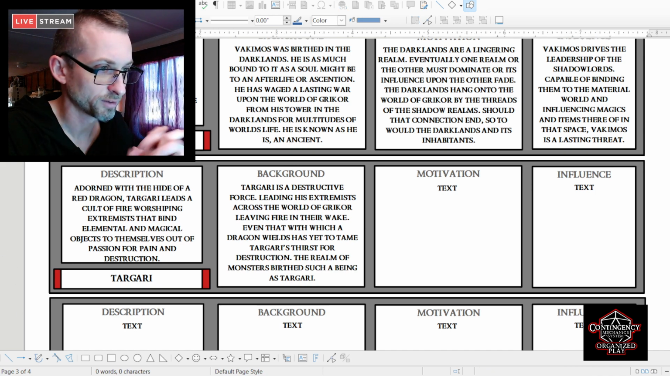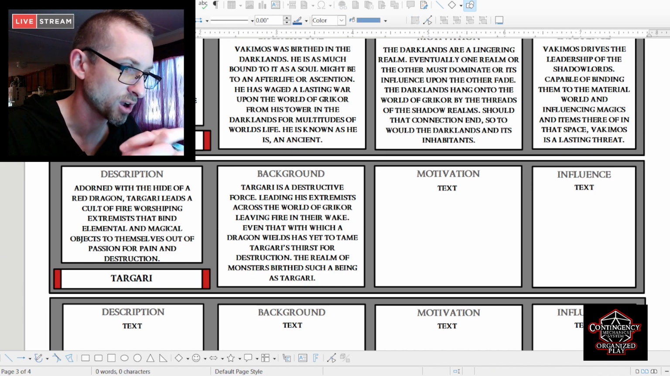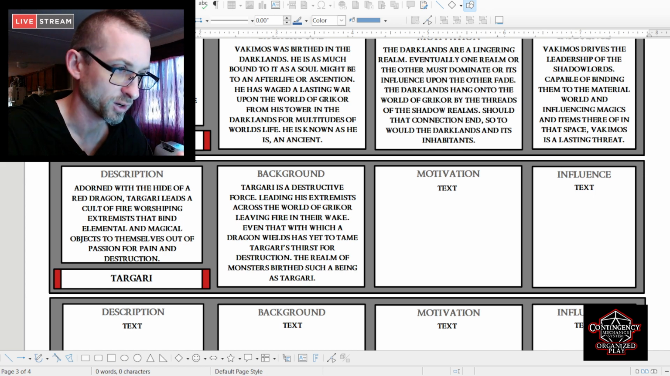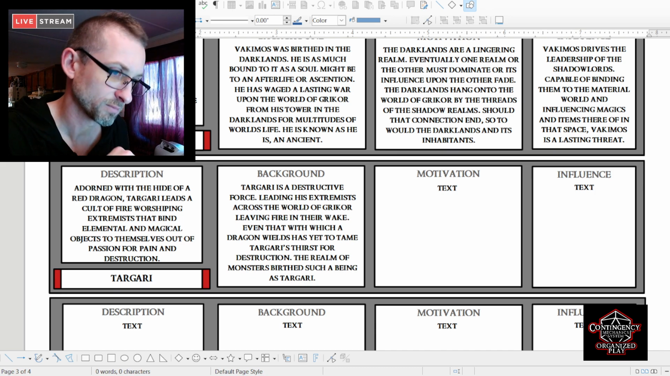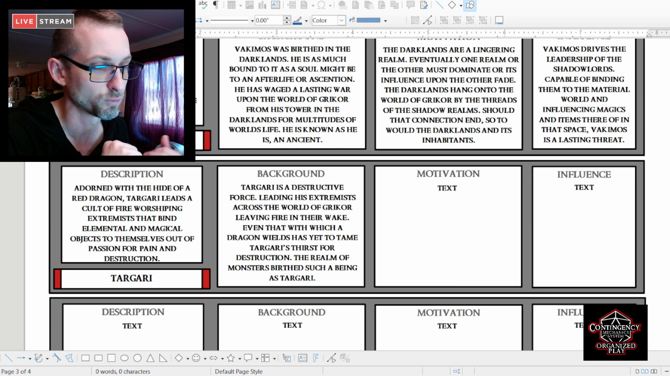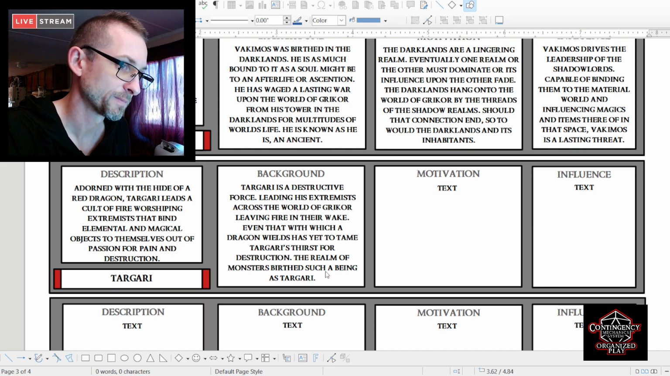Targaryen is a destructive force, leading his extremists across the world of Griplor, leaving fire in their wake. Even that which a dragon wields has yet to tame Targaryen's thirst for destruction. The realm of monsters birthed such a being as Targaryen. He's not from the other planes. He's from this one. Born in the area of where the monsters reside.